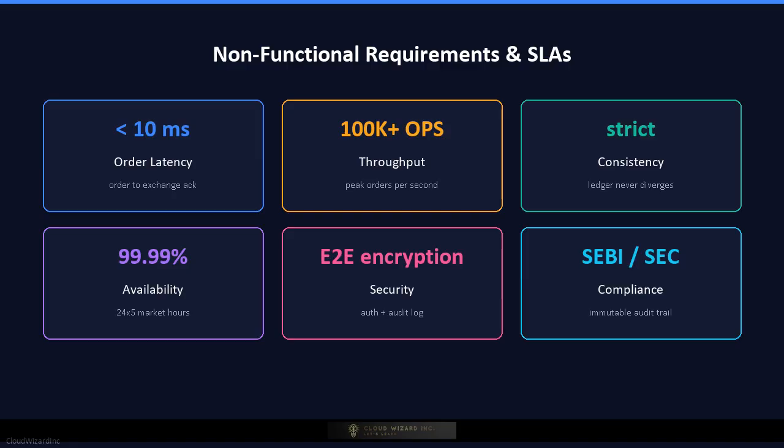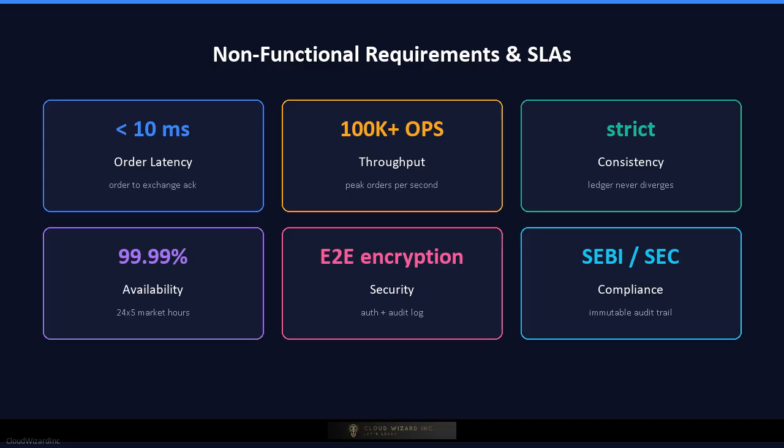Now the non-functional requirements. Latency is the most critical constraint. Order placement to exchange acknowledgement must complete in under 10 milliseconds for the critical path, and market data must stream with under 5 milliseconds of latency. Throughput must support at least 100,000 orders per second at peak, with the ability to burst beyond that during market open and high volatility events.